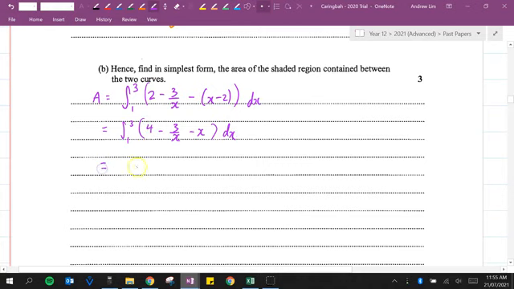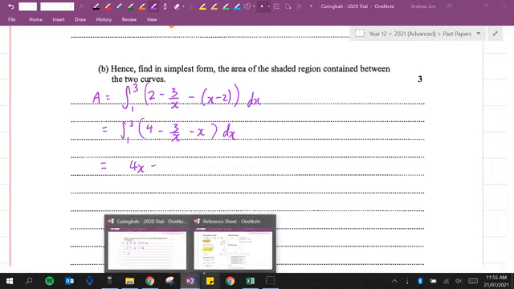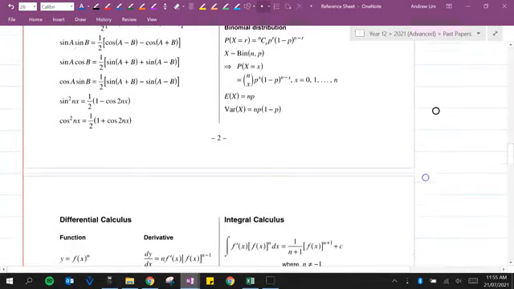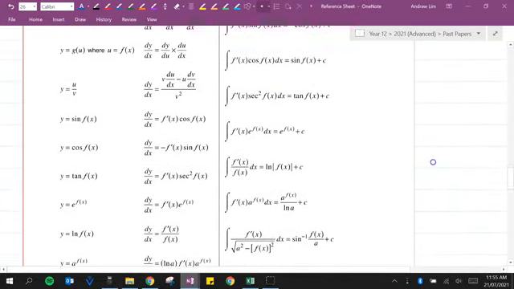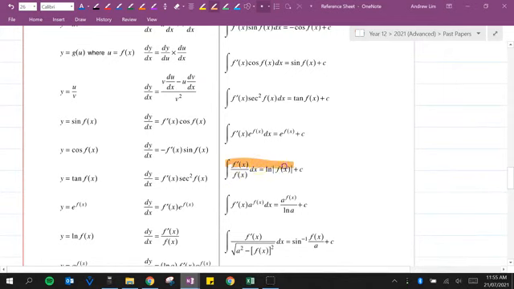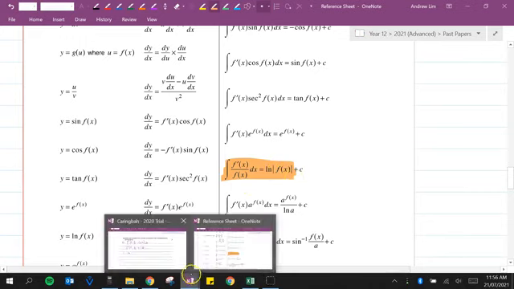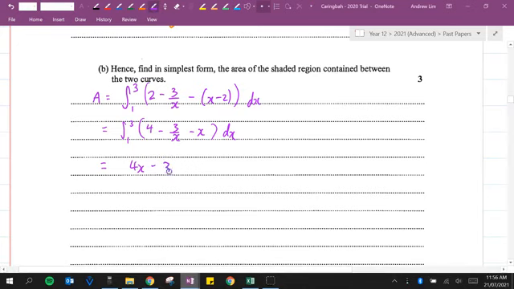So let's integrate this. We get 4x minus, well, 3 on x. What do we get when we integrate a fraction? So we integrate 3 on x. That's over here, we're going to be using this. It's going to be 3 lots of ln of f of x, so 3 ln of x, minus x squared on 2, from 1 to 3. And now we can sub these values in.